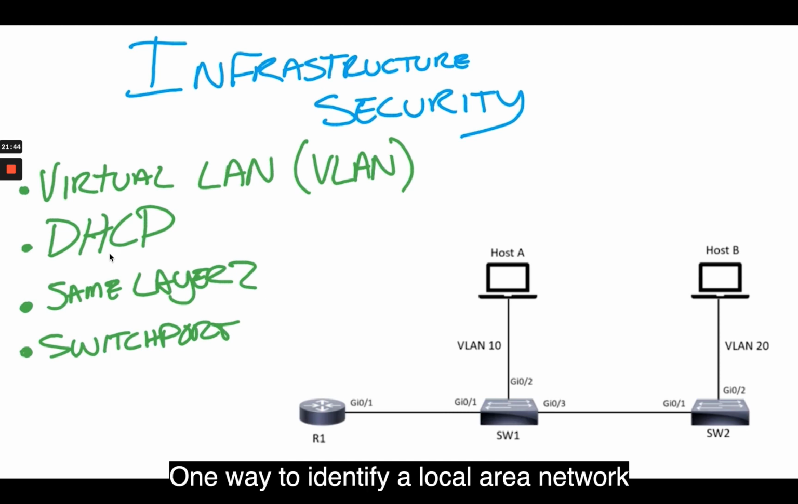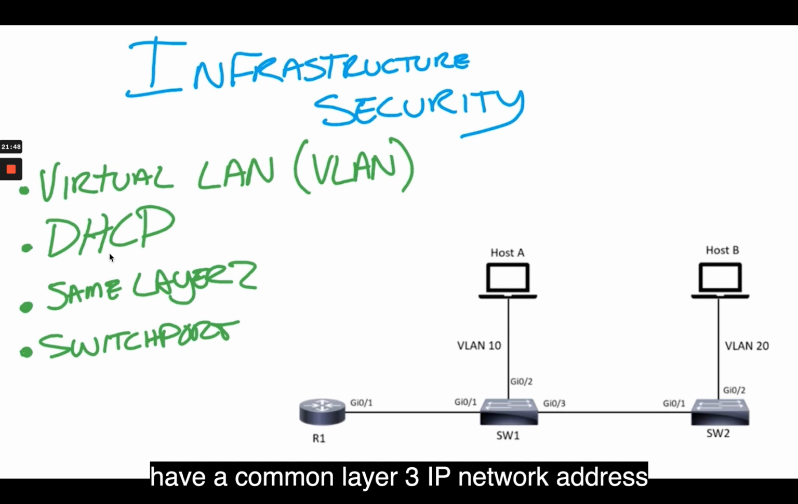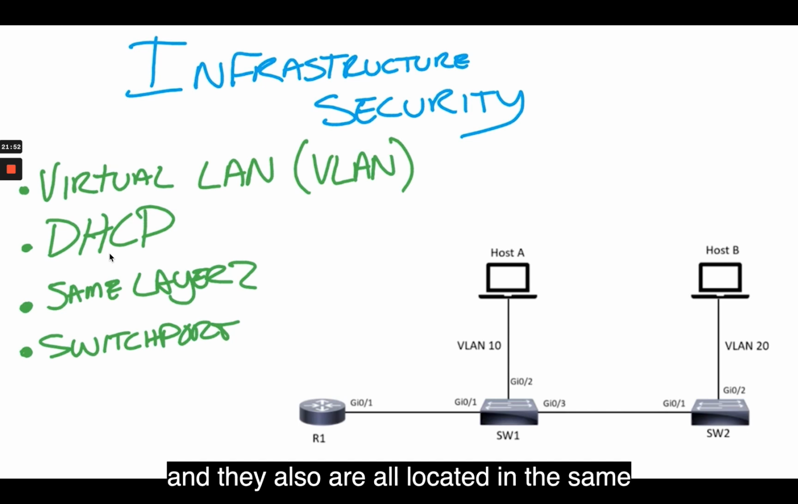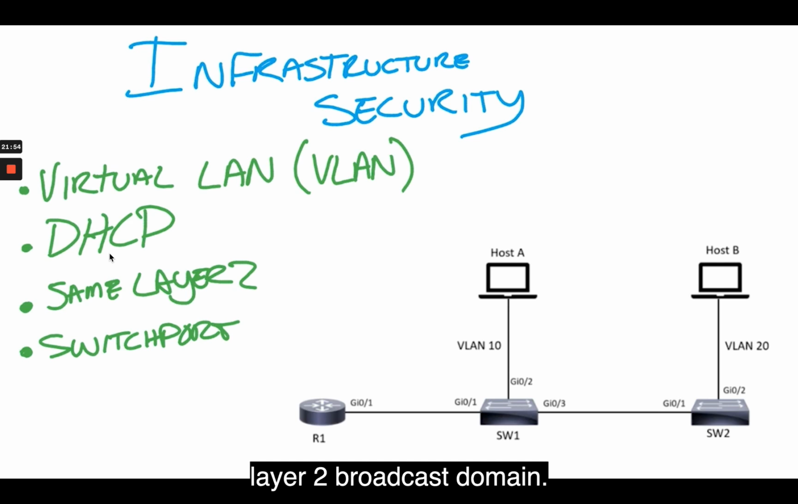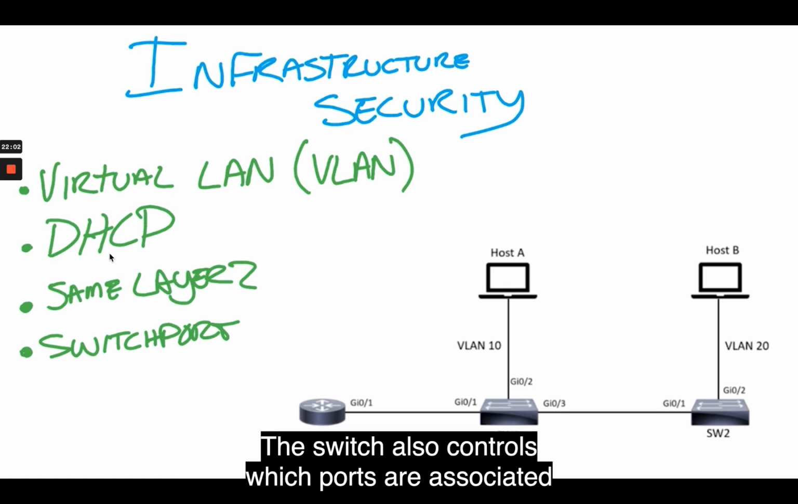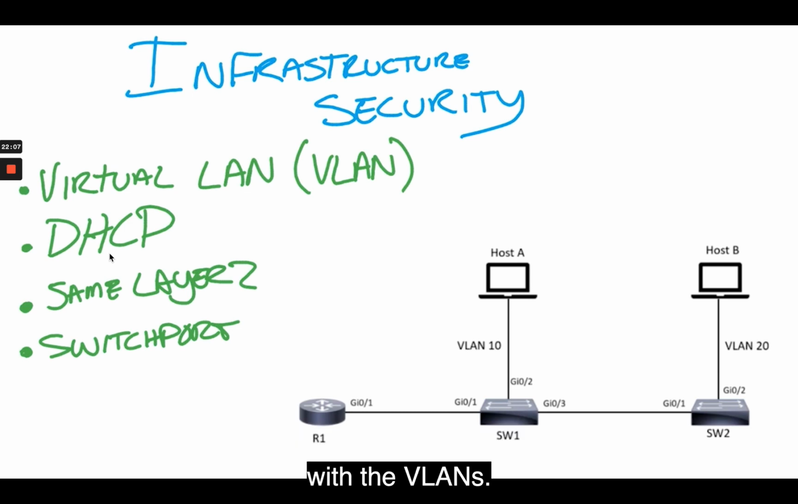One way to identify a local area network is to say that all devices in the same LAN have a common Layer 3 IP network address, and they also are all located in the same Layer 2 broadcast domain. A virtual LAN, or VLAN, is another name for a Layer 2 broadcast domain. VLANs are configured on the switch. The switch also controls which ports are associated with the VLANs.